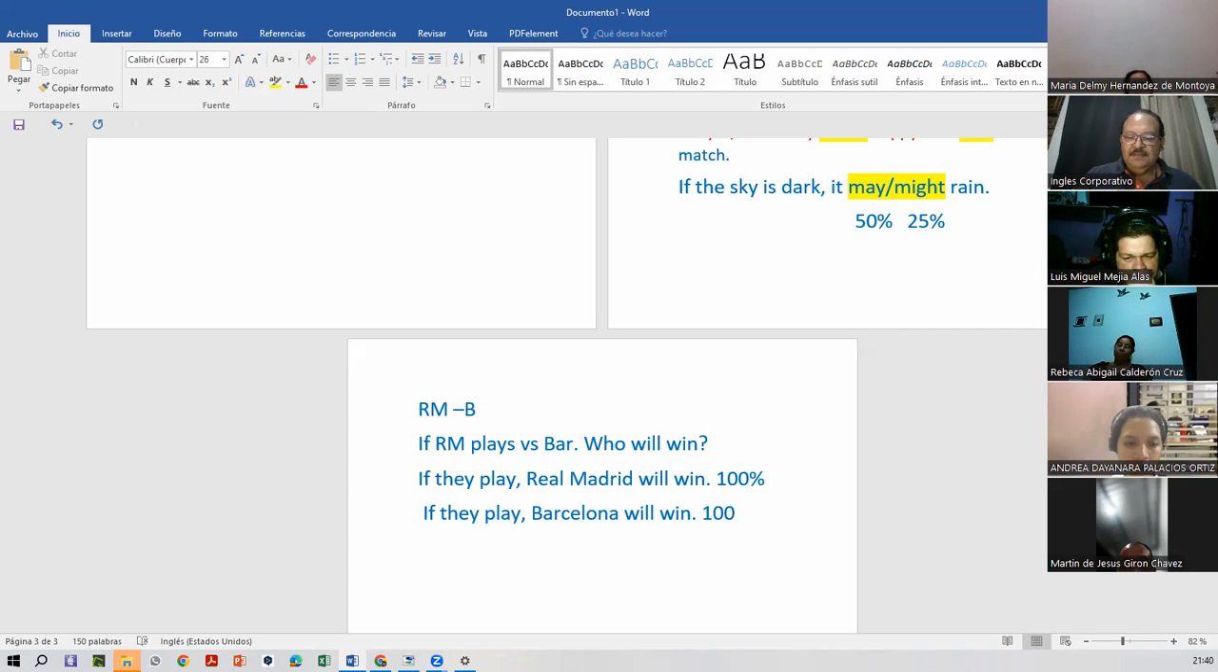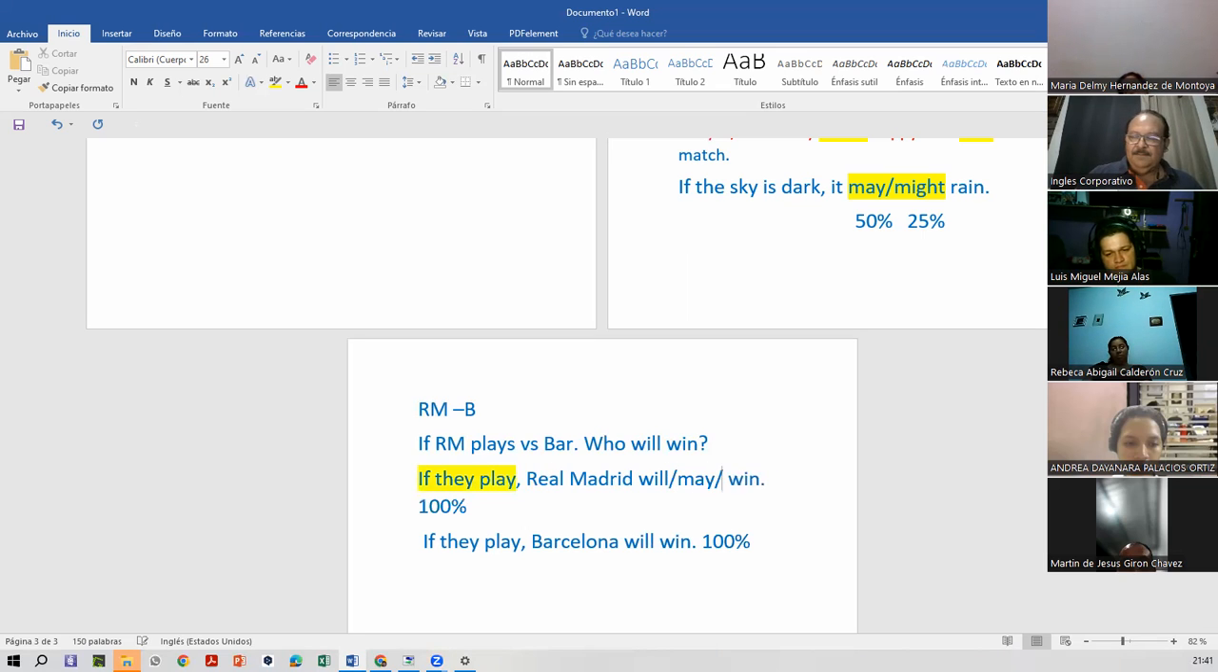And we have the three forms in the first conditional, right? So that you can use Real Madrid will win, Real Madrid may win, Real Madrid might win. So Barcelona will win 100%. Barcelona may win 50%. And Barcelona might win 25%. Okay? So you have present, and then you have future. Here it could be will, may, or might. It depends on your perspective, people.